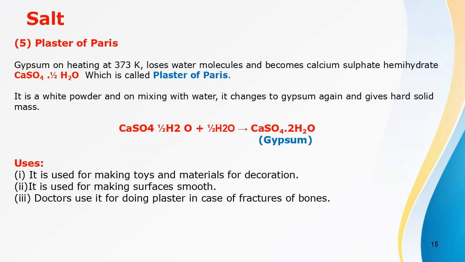Plaster of Paris. Gypsum, on heating at 373 Kelvin, loses water molecules and becomes calcium sulfate hemihydrate, CaSO4·½H2O, which is called plaster of Paris. It is a white powder, and on mixing with water it changes to gypsum again and gives a hard solid mass.